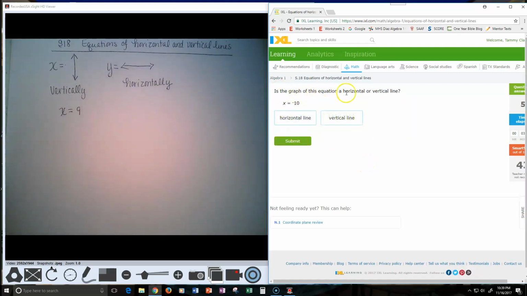Is this graph of the equation a horizontal or a vertical line? Here we have x. We see that x goes across the x-axis at -10, so we're going to say that's a vertical line.